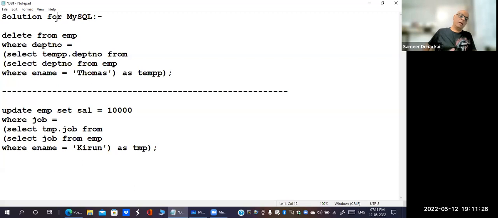But again, if you compare this with Oracle, one extra select statement is needed. And the more the number of select statements, the slower it will be. But I've given you the solution.